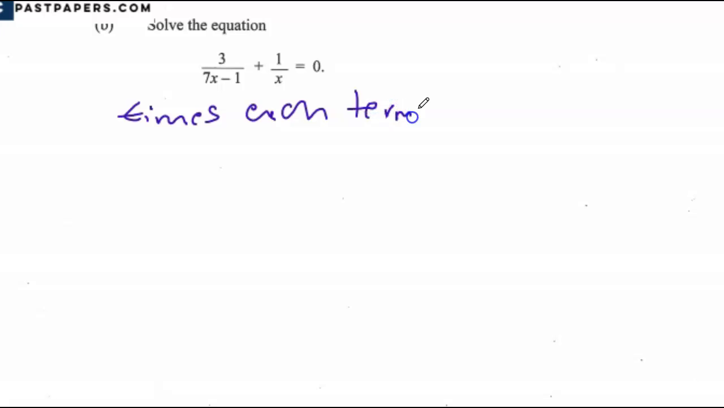So here we have another problem. So we have several approaches we could use. Notice the first objective here is to get rid of the denominator. So we can times each term by the LCM, which would be the product of the two denominators, 7x minus 1 times x. So let's times each term by 7x minus 1 times x.